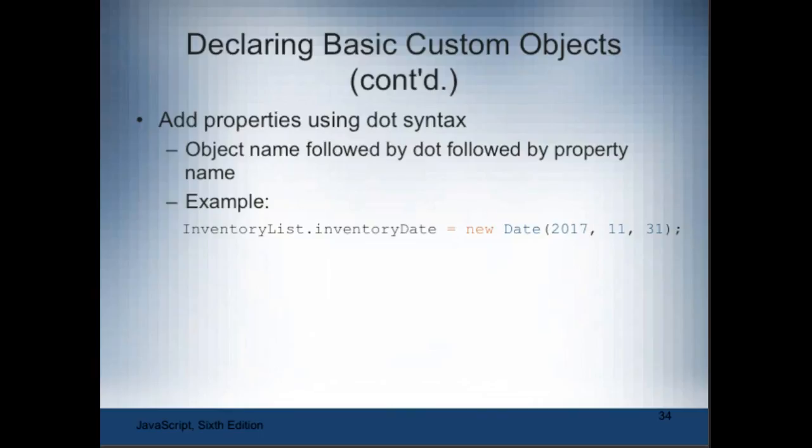You can add a property to an object using dot syntax by specifying the object name followed by a dot and the property name, and then an equal sign and the value. For instance, you could use the example on the screen to create an empty object named inventoryList. And then, that's not exactly right. To create an object named inventoryList and assign the value, use the following statement: inventoryList.inventory_date = new Date(2017, 11, 31).